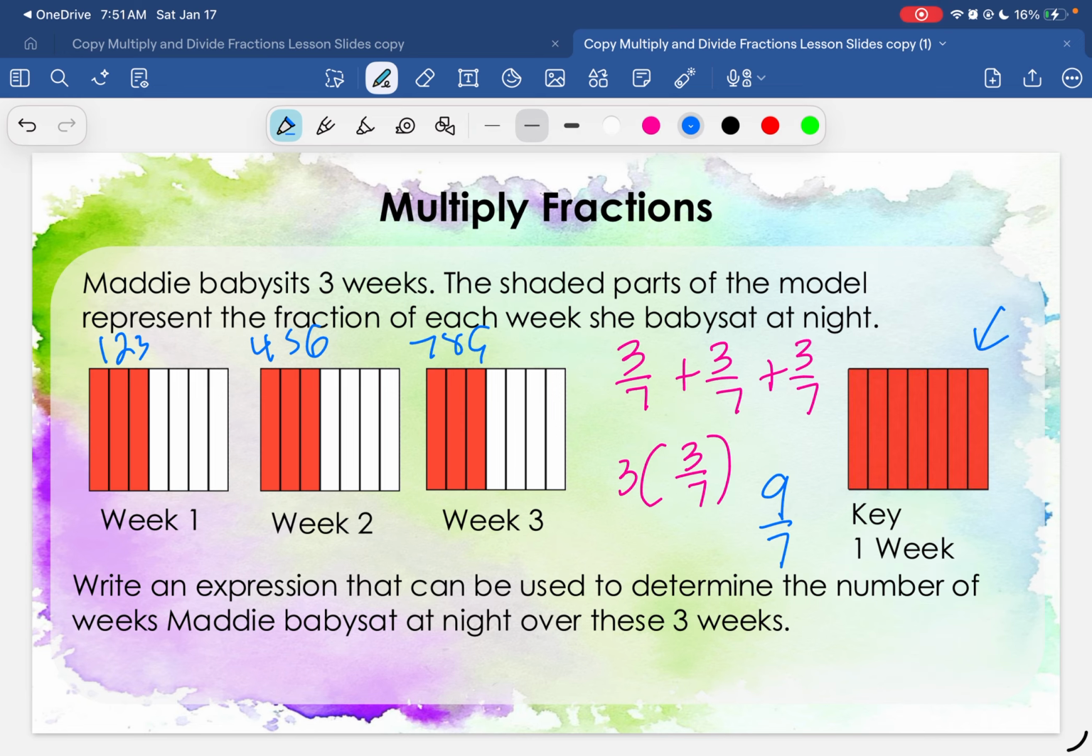Now we already know that 7 of them make up one whole. So one whole and 2 7ths is your final answer. If you only were sticking with the expression, both of these would work. This is probably a little more appropriate for 5th grade, but they both work.